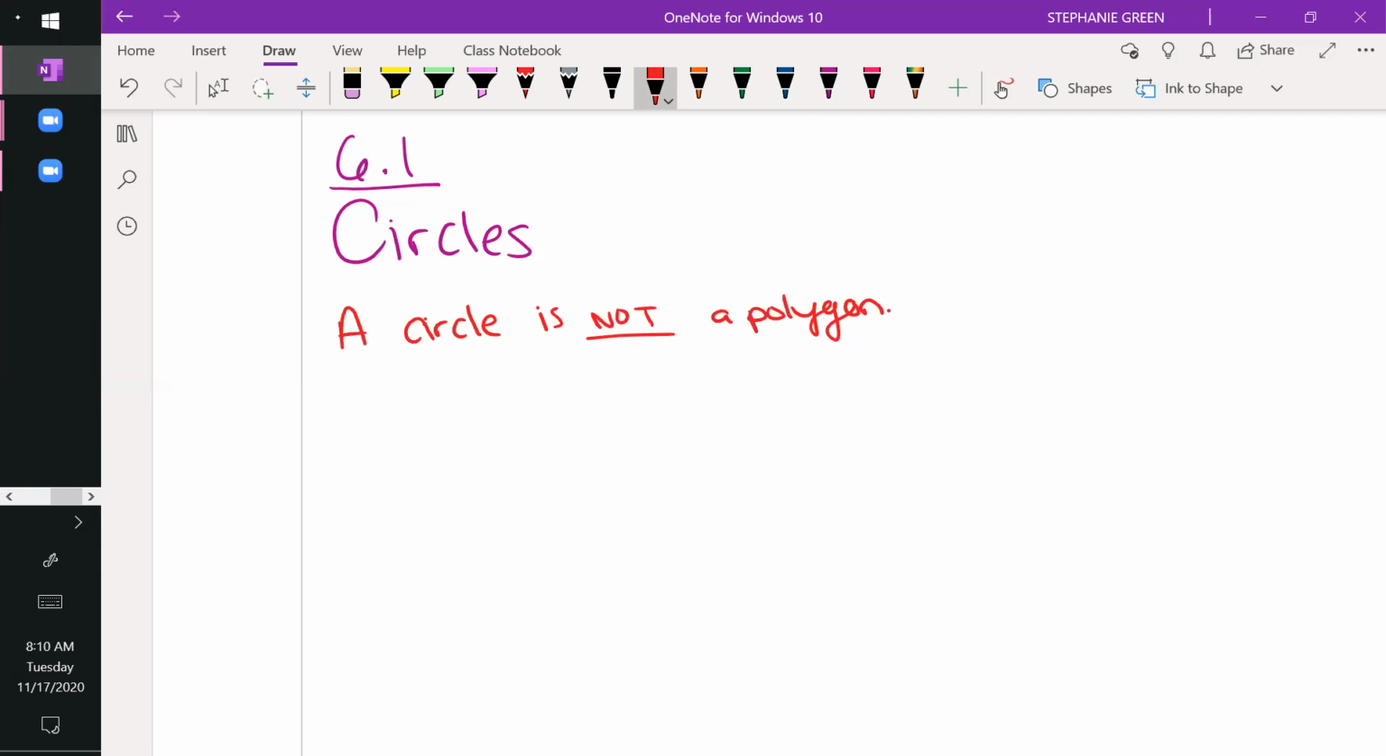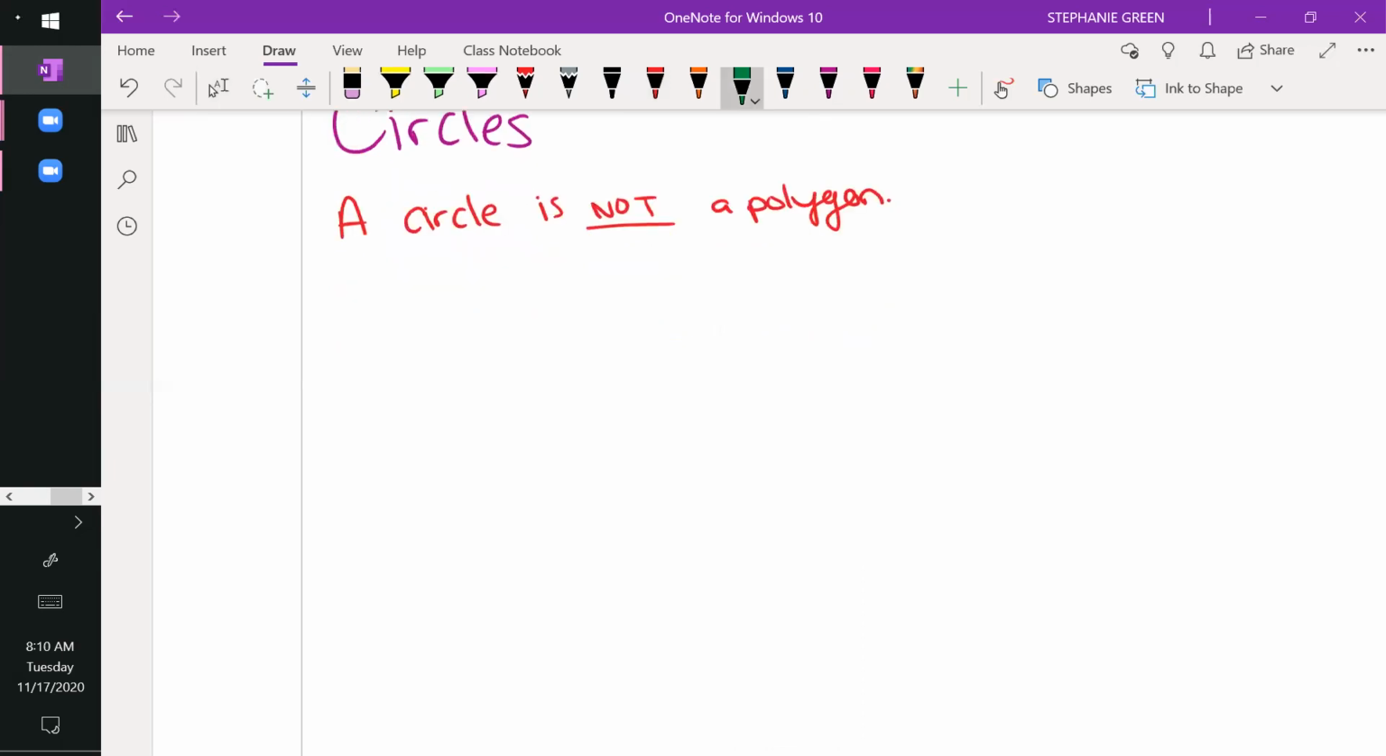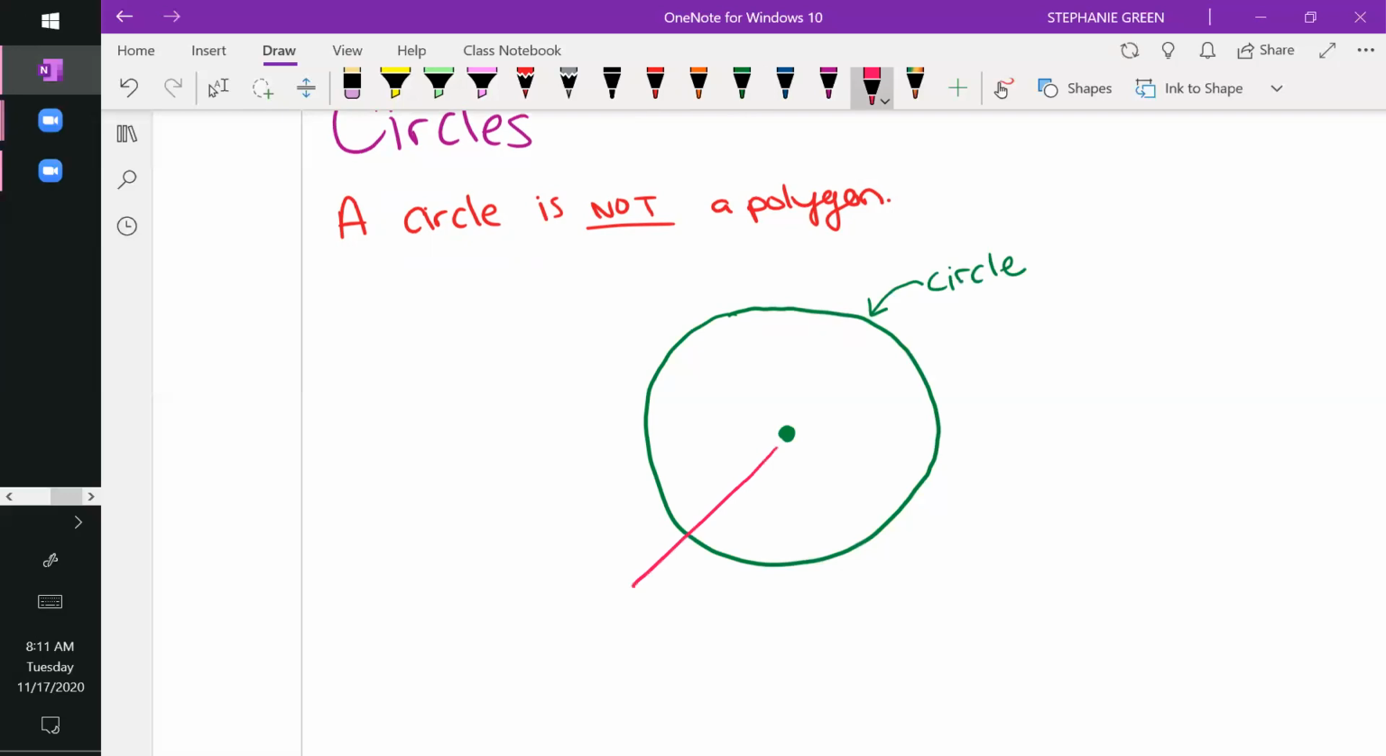So in our circle, go ahead and look at one. Here's my center of my circle. So this is called a circle. The circle is just the line on the outer edge. This is called the center, that point. Okay, the location of my circle is always determined by the location of the center.